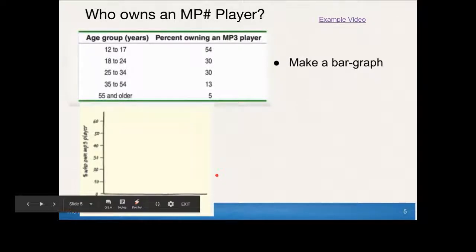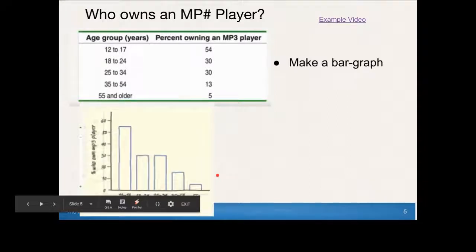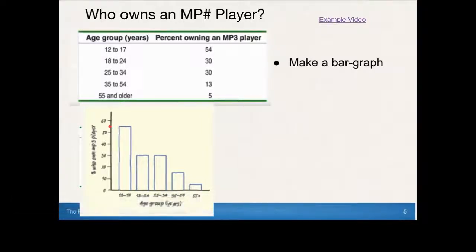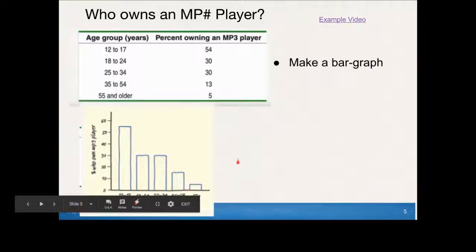Okay, I'm assuming that you made your bar graph, and it should look something like this, where we have the 18 to 24 down at the bottom. It's hard to see that because of this thing here. Notice that you try to get it as close as you can. There's 54, which is in between 50 and 60, and 30, which is right even with that 30, and so on.